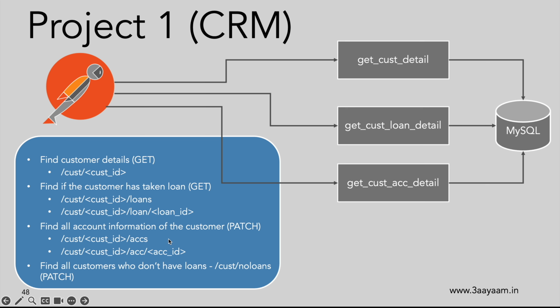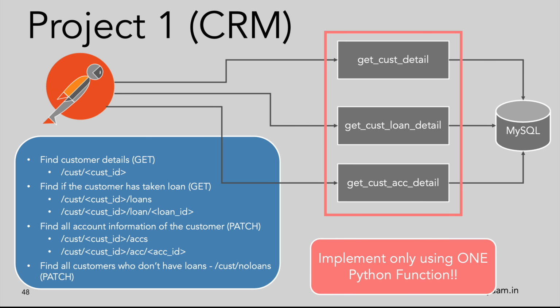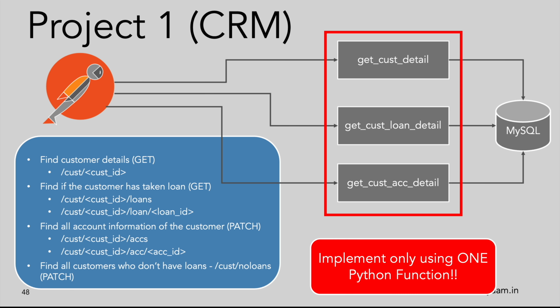We have been implementing these types of APIs throughout our course. How is this different? Obviously, there's a catch. And the catch is that you'll have to implement all these functionalities using only one Python function. And that is the catch. So all these APIs have to be served from a single Python function. So let's open PyCharm and implement this.